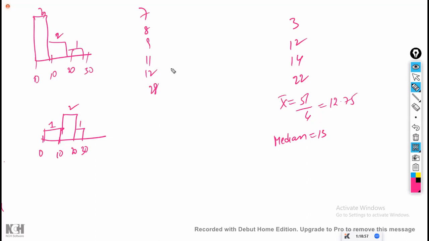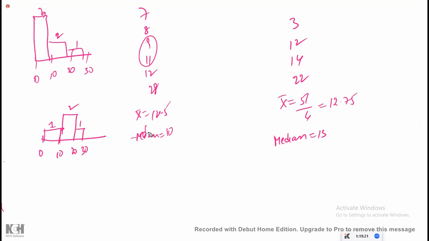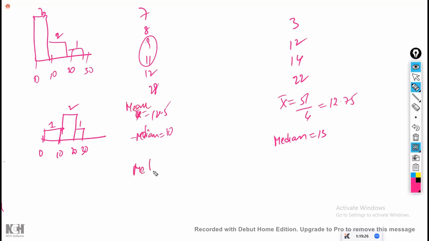75 divided by 6, which is nothing but 12.5. Mean is 12.5. Median is 10, the average of 9 and 11. Can you see the difference? Now, is the mean less than the median or is the median greater than the mean? Which one? So this is the median value and this is the mean value.